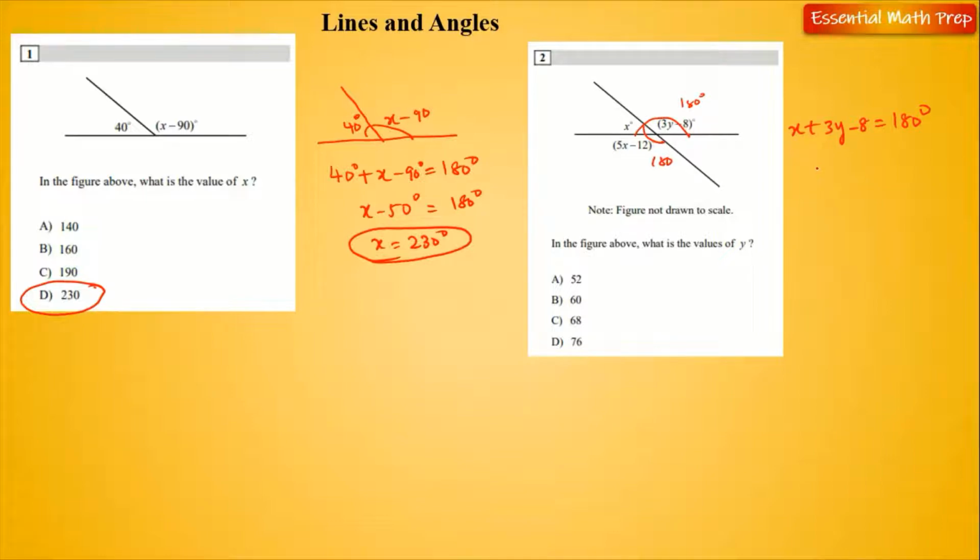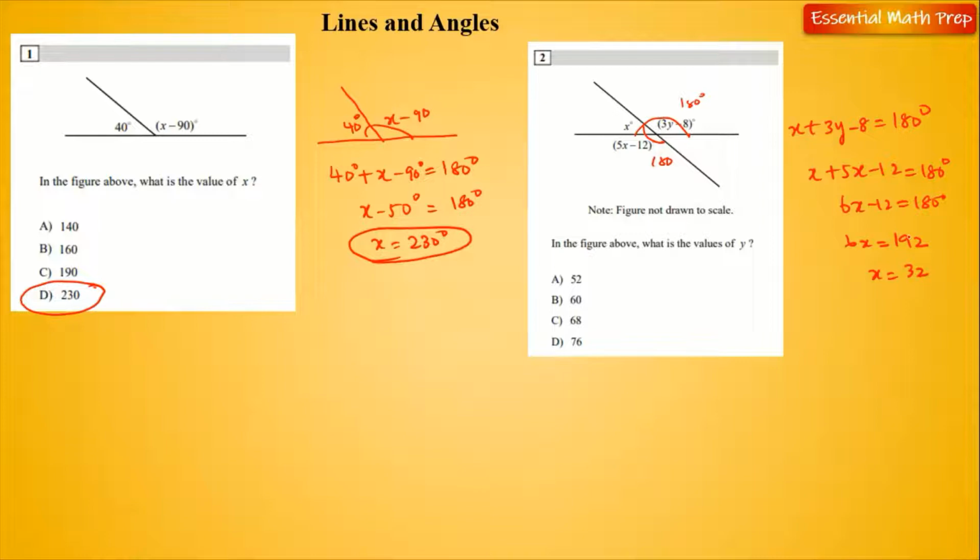And you're asked to determine the value of y. And you have x plus 5x minus 12 is also 180. So we can determine the value of x here. That is 6x minus 12 equals 180. 6x equals 180 plus 12, which is 192. That divided by 6 is 32. So 6x equals 192, x equals 32.